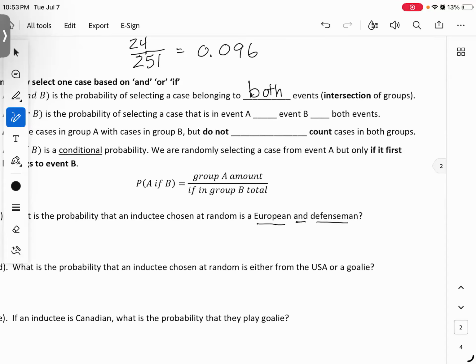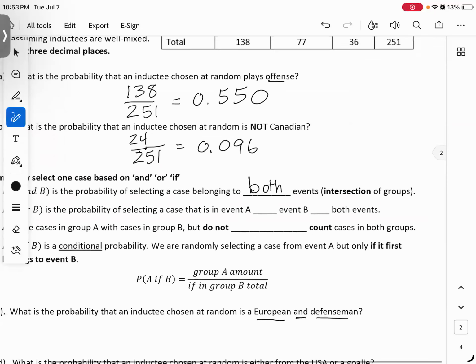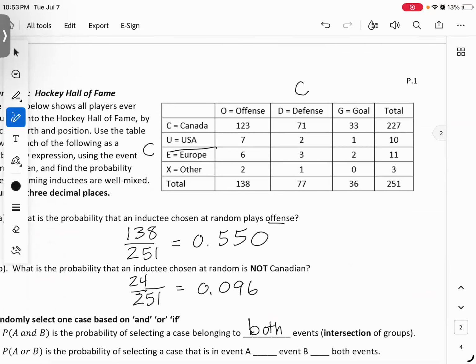Anytime that they use the word and, it has to be someone who fits into both of those categories: they were a European and they were a defenseman. So here's all your European. Here's all your defensemen. One way you could think about it is you're looking for the intersection. Notice what's at the crisscross of these two little ovals that I did. There's 3. There's only 3 players amongst all these 251 players who happen to be both of those things, European and they play defense.